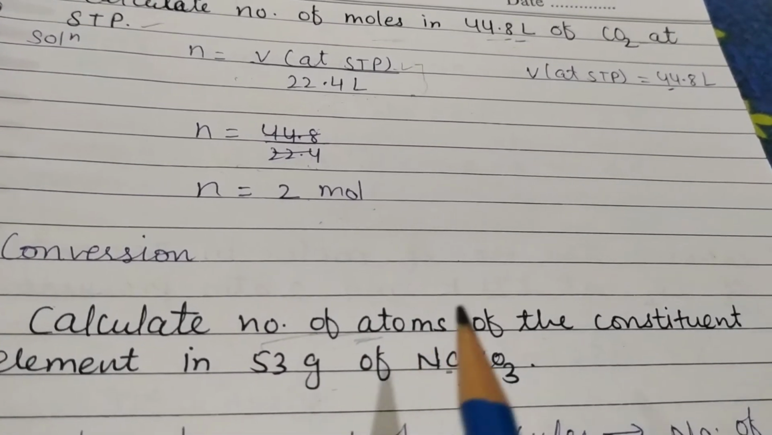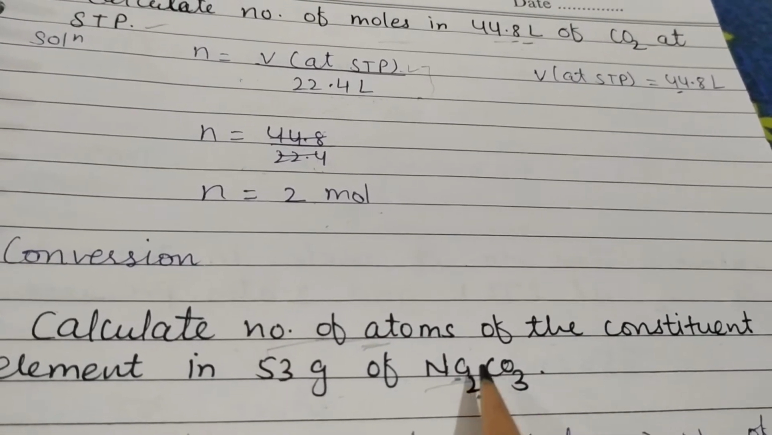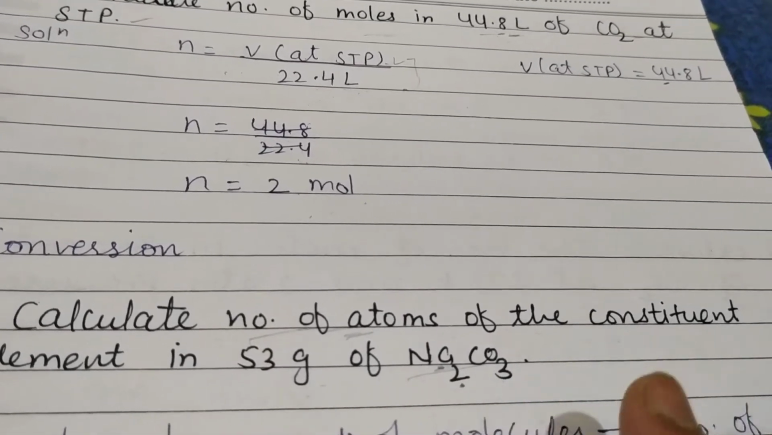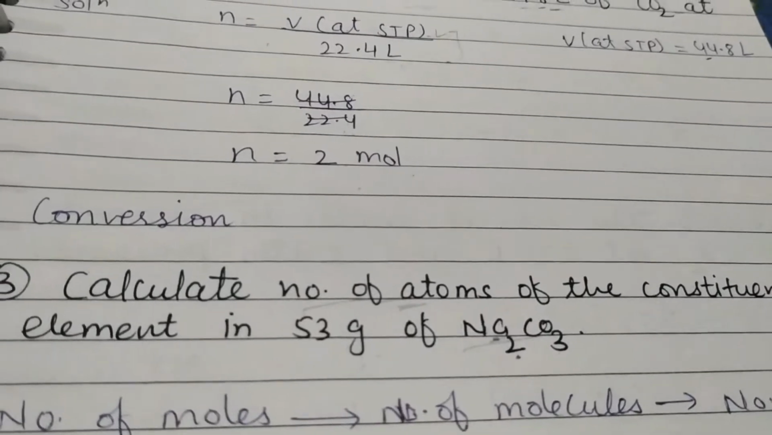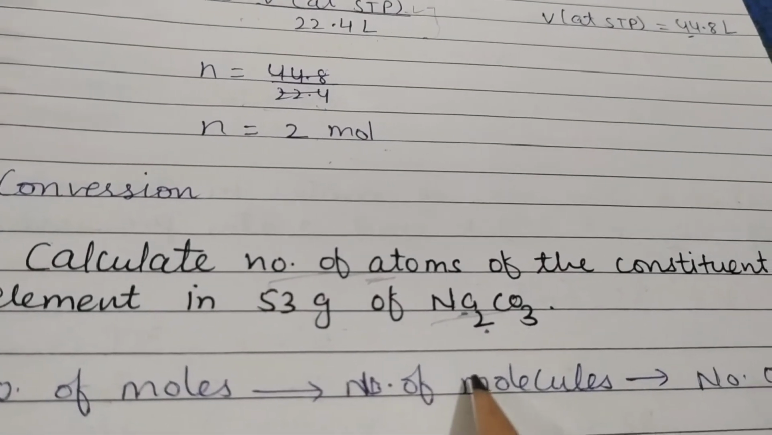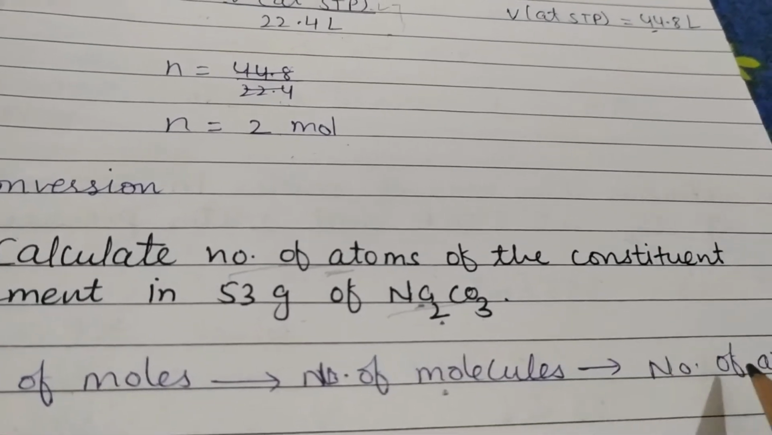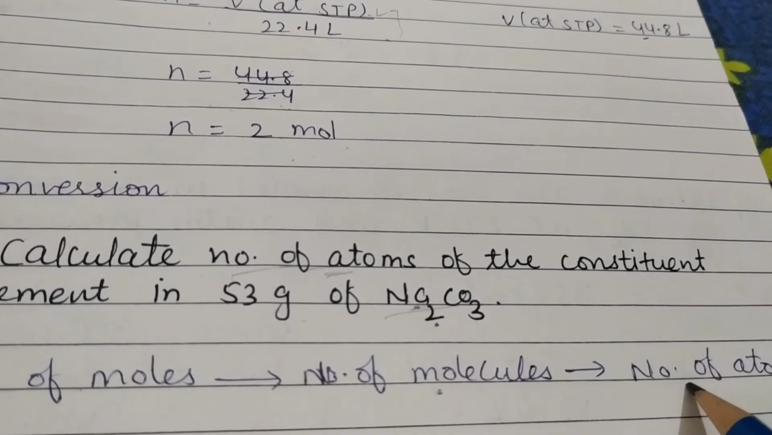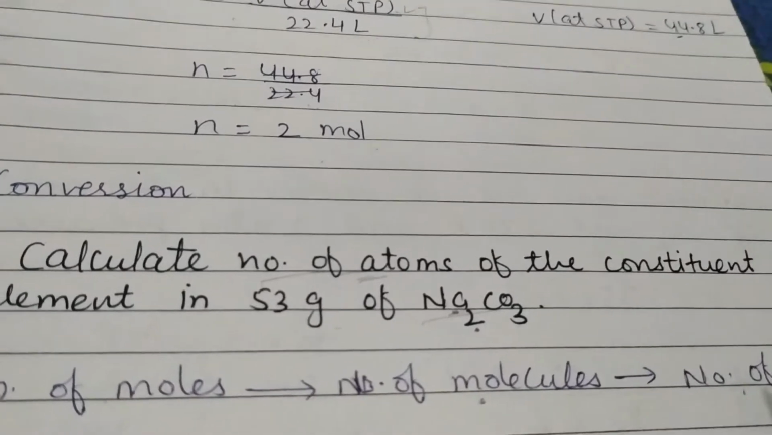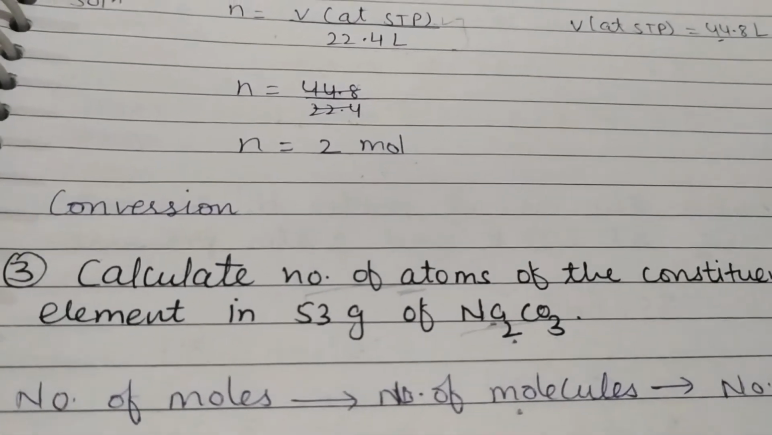और नंबर ऑफ एटम्स हम कैसे निकाल सकते हैं? Firstly we have to find out number of moles. पहले हमें नंबर ऑफ मोल्स निकालने पड़ेंगे, उसके बाद नंबर ऑफ मॉलिक्यूल्स पता होंगे, उसके बाद हम क्या निकाल सकते हैं? नंबर ऑफ एटम्स, राइट? So let's start with the number of moles.